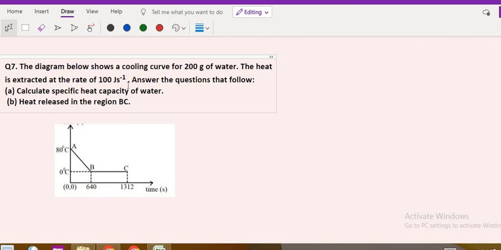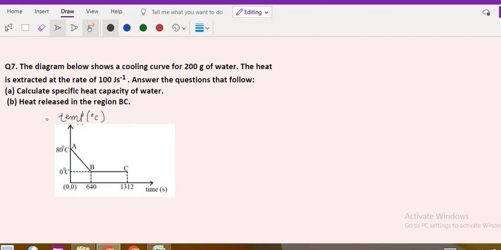Number 1, we have to calculate the specific heat capacity of the water, and number 2, we have to find the heat released in the region BC. Here on x-axis the time is given in second, and on y-axis we have been given the temperature in degree Celsius. You can see that from point A to point B the temperature of the substance is decreasing, and from point B to C there is no change in the temperature. So it corresponds to the change in the state of the substance.